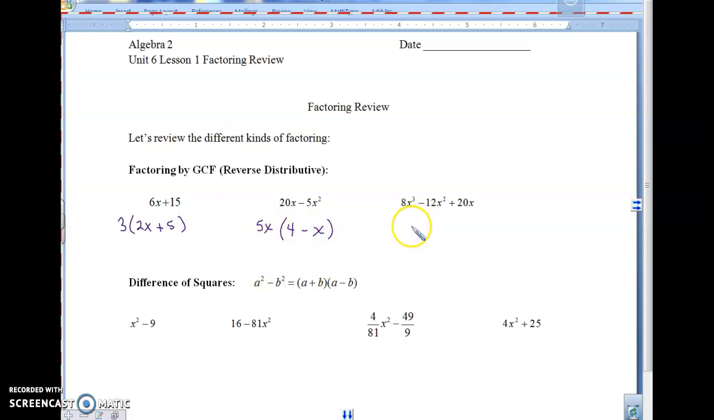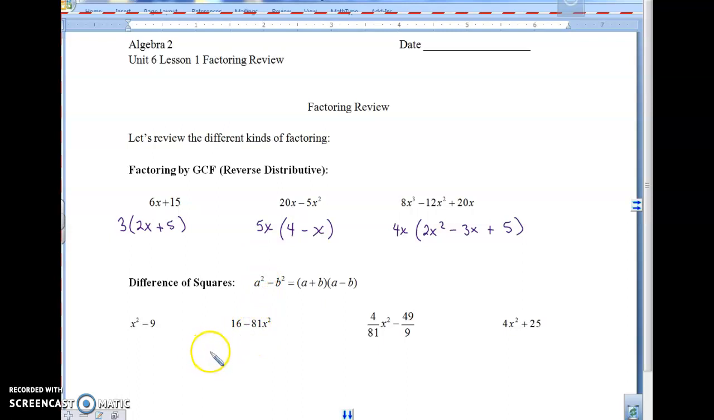All right, our third one is going to be 8x cubed minus 12x squared plus 20x. GCF, number-wise, is 4, and there's at least one x in each one of these, so this is going to be 4x. Factor out the 4x, you're left with 2x squared minus 3x plus 5. So reverse distributive, basically take out a GCF and divide each term by that, and you're left with a term.